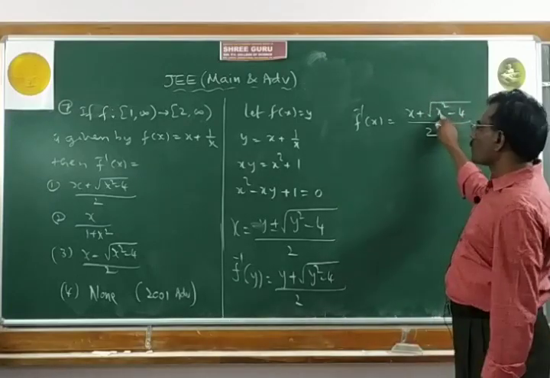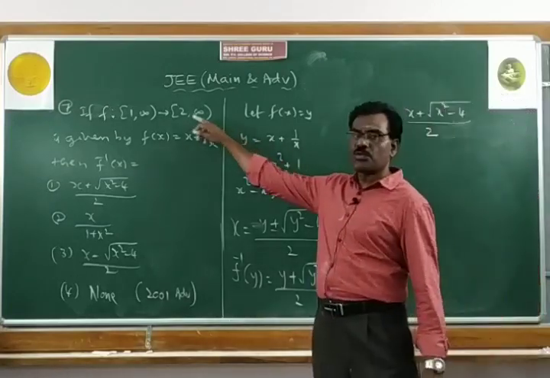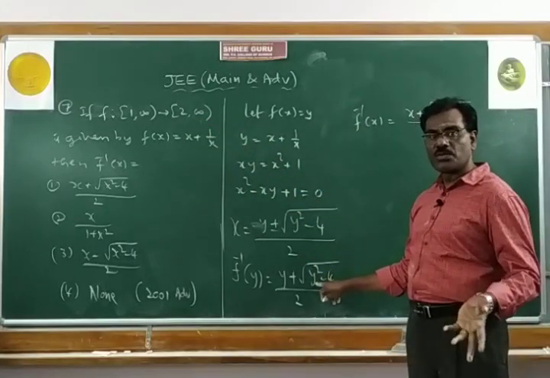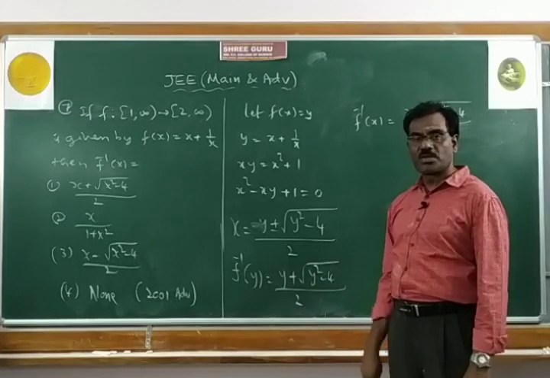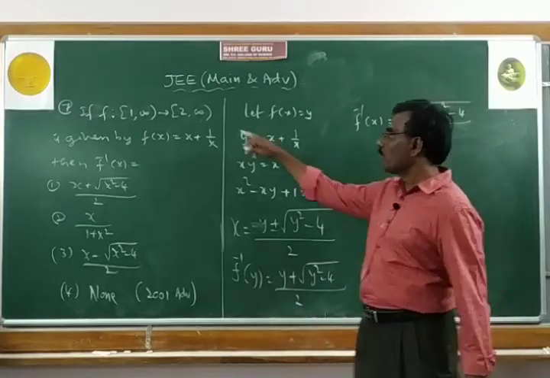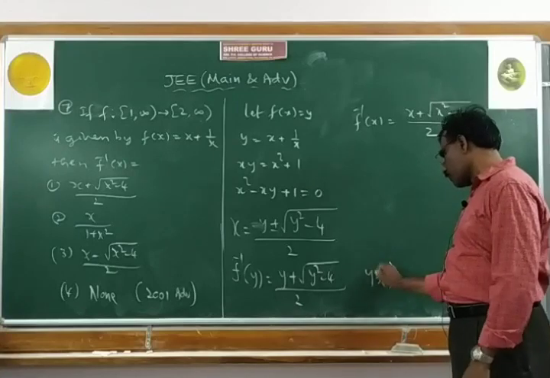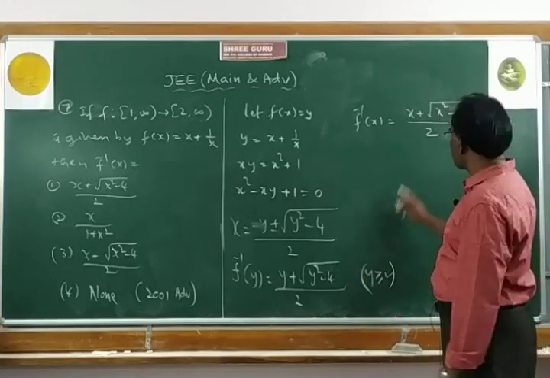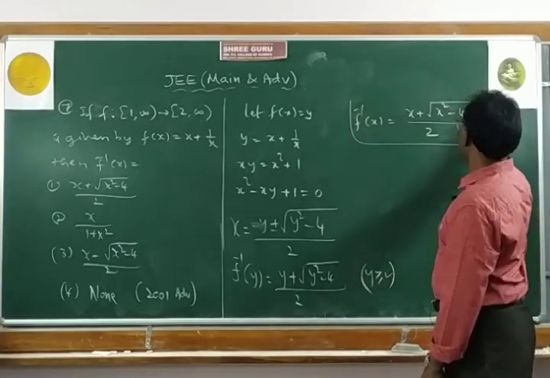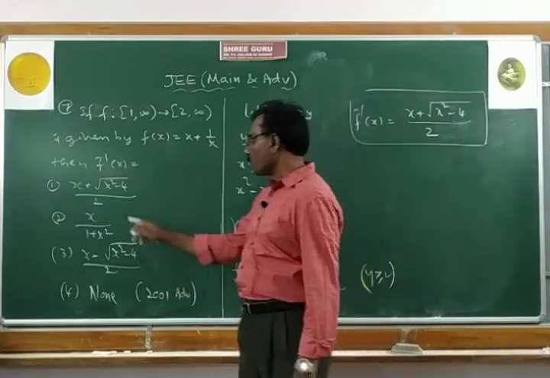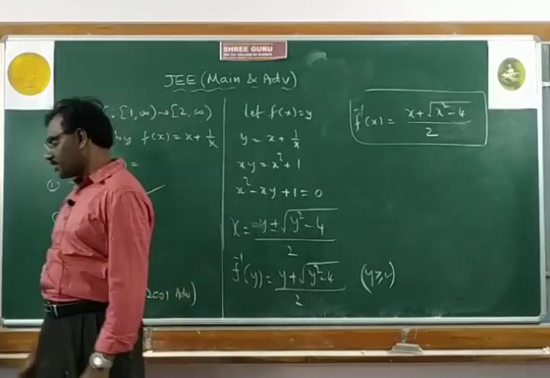This is positive only, x square minus 4, because x is greater than 2. So y is greater than or equal to 2. I think totally it's a positive answer only. Okay, this is the answer. So which option is there? x plus root of x square minus 4 by 2. Option 1 is the correct one.